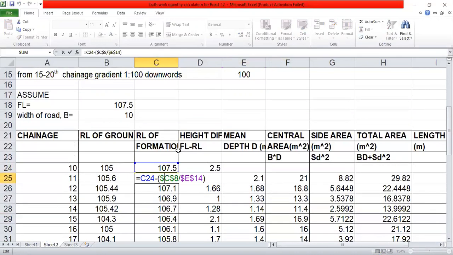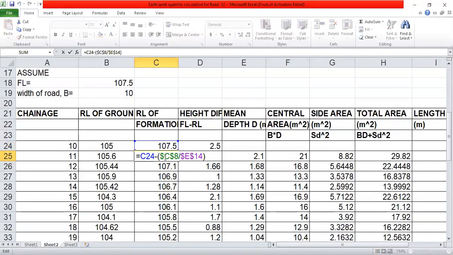The chainage is 30 meters. One very important thing is that the chainage and gradient are not changing, they are the same. The chainage is constant at 30 meters, and 1 in 150 is also constant. That's why you have to put the dollar sign before the C, and after the C also. And here also the gradient is not changing, so you have to put the dollar sign before the E character, and after the character also.